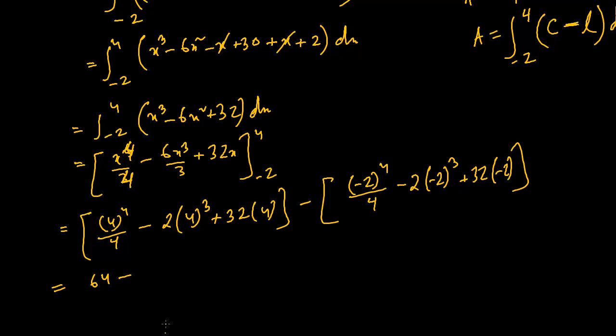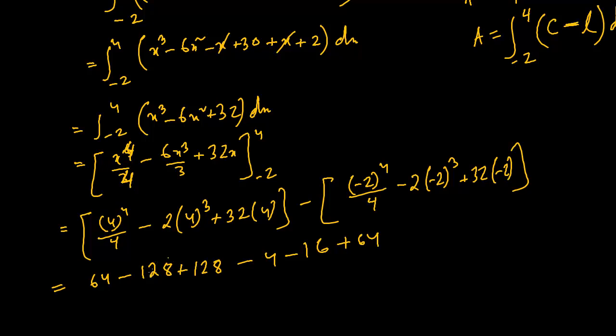64 into 2 is going to be 128, plus this is going to be 32 into 4, which is 128, minus, this is going to be 2 to the power 4 is 16. 16 by 4 is 4. This would be minus 4. Then this is going to be minus 2 times (-2) cubed, which is minus 8. Minus 8 into minus 2 is plus 16. So minus into that is minus 16. And this will be minus 64, 32 into minus 2. Minus 64 into minus is going to be plus 64.